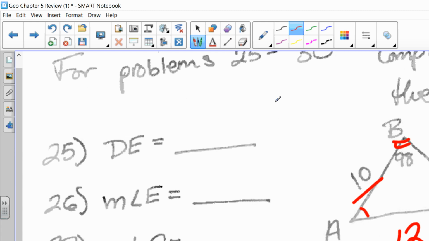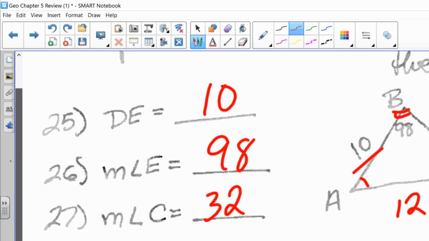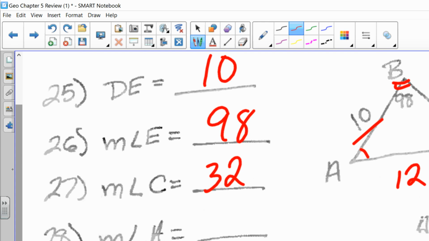Well, let's look at the questions. DE. Okay, I have it written down as 10. Angle E, 98, because it matched up. Angle C matched up with 32. We don't know what A is yet, but we can find it. EF, 15. AC was 12.